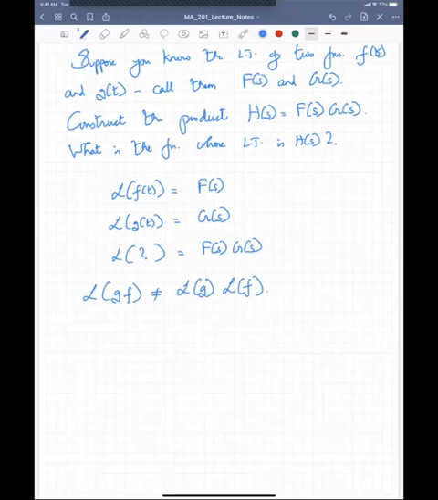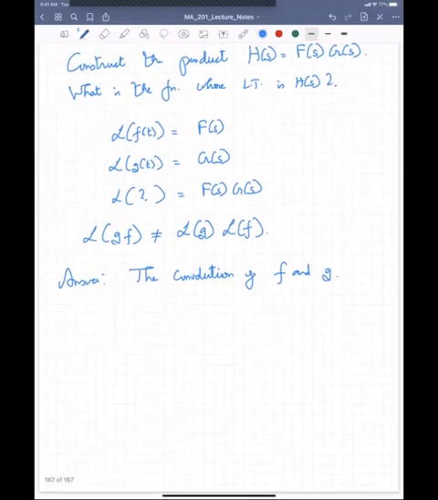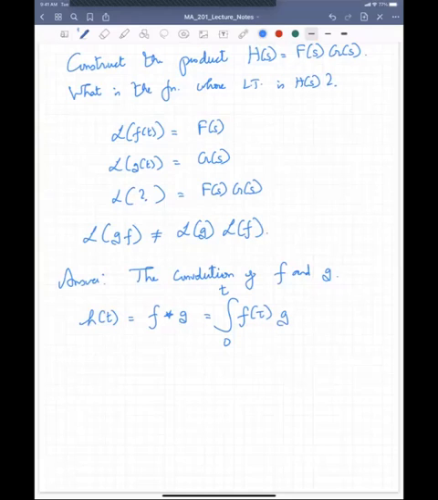The answer to this question is not very easy to guess, and the answer turns out to be the convolution of f and g. Let's call this h(t). This is f star g. Of course, this whole thing is a function of time, and the way this is defined is the integral from 0 to t of f(tau) g(t minus tau) d tau.